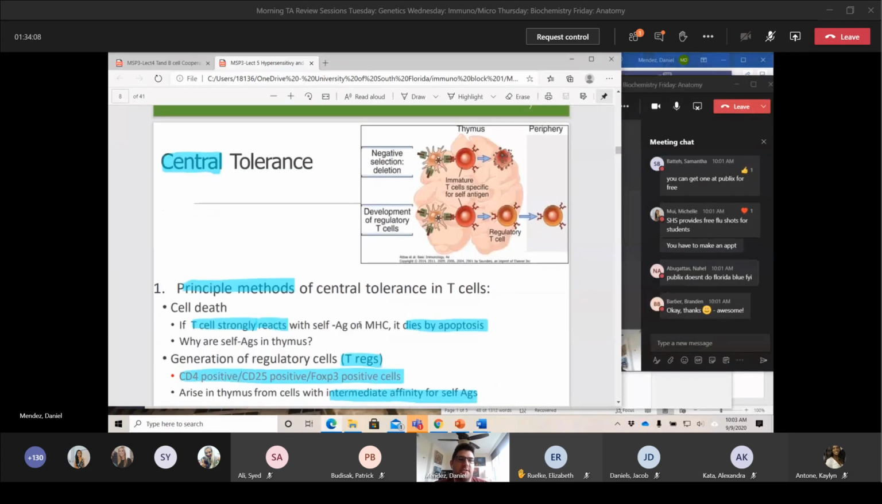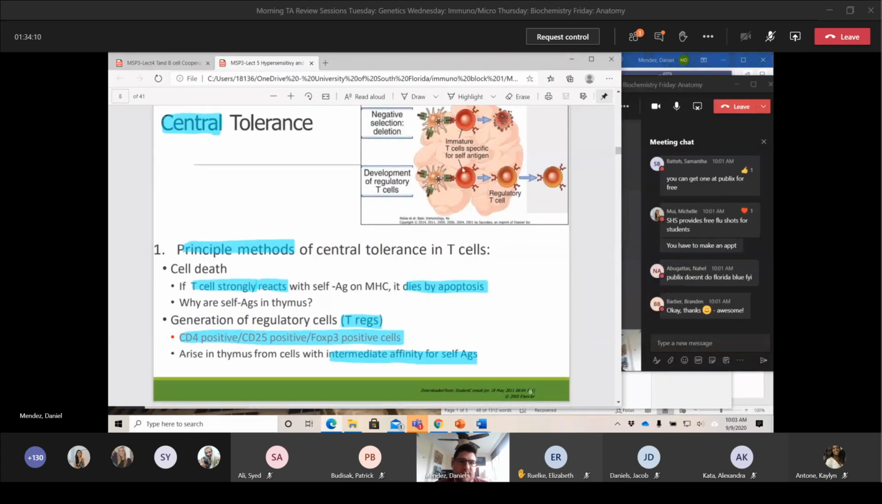Our central tolerance here, and this is in the thymus specifically, is this picture. It's a central method of tolerance for T cells. So cell death will occur if the T cell reacts too strongly to self antigen on the MHC. Remember, self antigen just being MHC class 1 or class 2, and then we will induce apoptosis in that cell. This is all done through a cell that we mentioned in the last review session, Tregs.